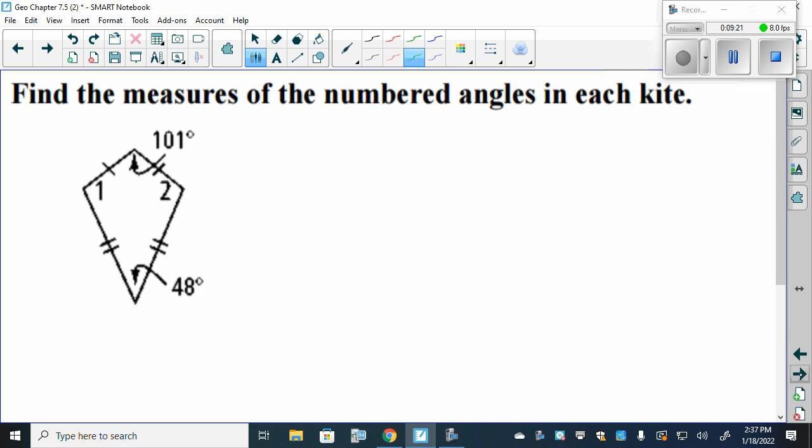Let's look at one more of this type, because I think y'all have got a decent understanding of how this works. And we looked at this one here. Angles 1 and 2 are the angles between the non-congruent sides, which means they are congruent. So we know that those two are the same. And we can call both of those x and x.